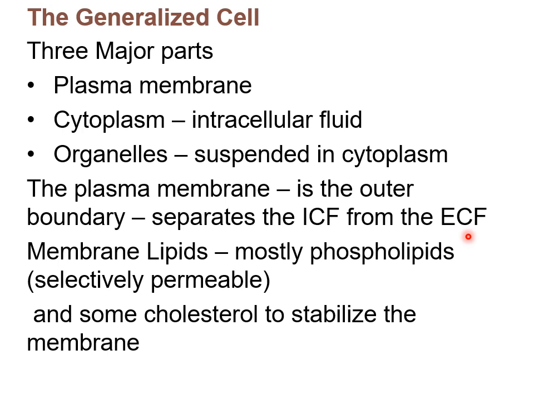Now, membrane lipids are mostly phospholipids, and the membrane is considered selectively permeable, meaning that this boundary has the ability to control what gets in and out of the cell. Besides the phospholipids, which make up 75 to 80% of the cell membrane lipid component, you also have some cholesterol, about 15 to 20%, and that's a stabilizing feature in the membrane.